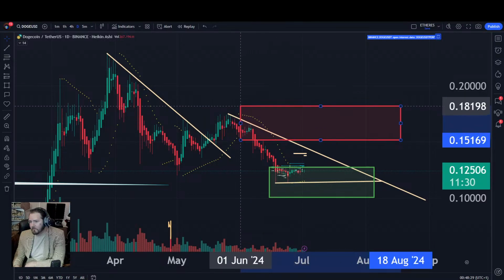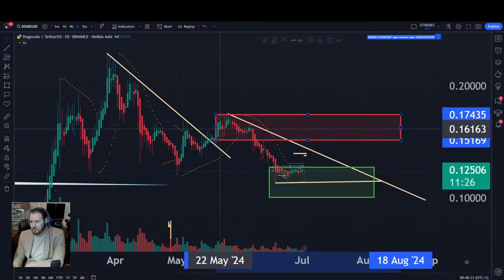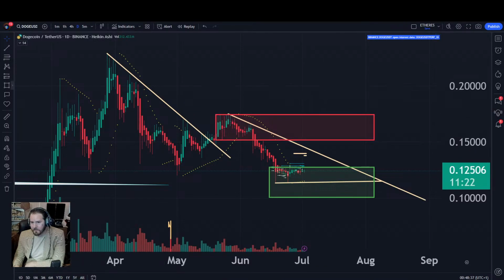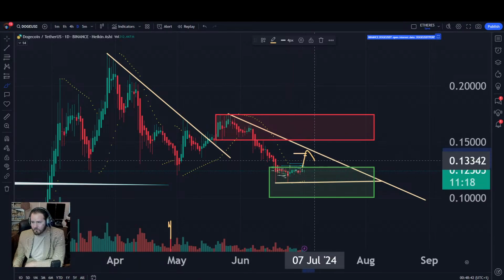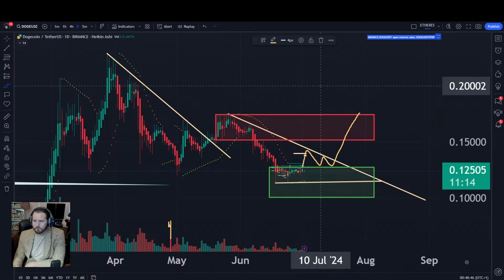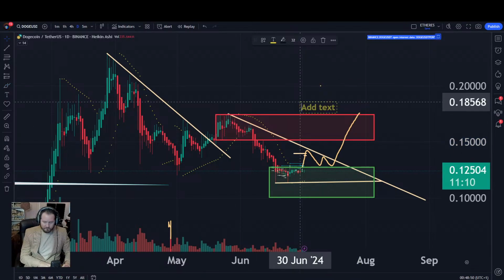Like 16 cents up to here would be a better sell to take profits. And hopefully this kind of illustrates it. And then this zone right here, there's going to be some people taking profits, but they're just going to be waiting. So it could be a good take profit at 17 cents for Doge.